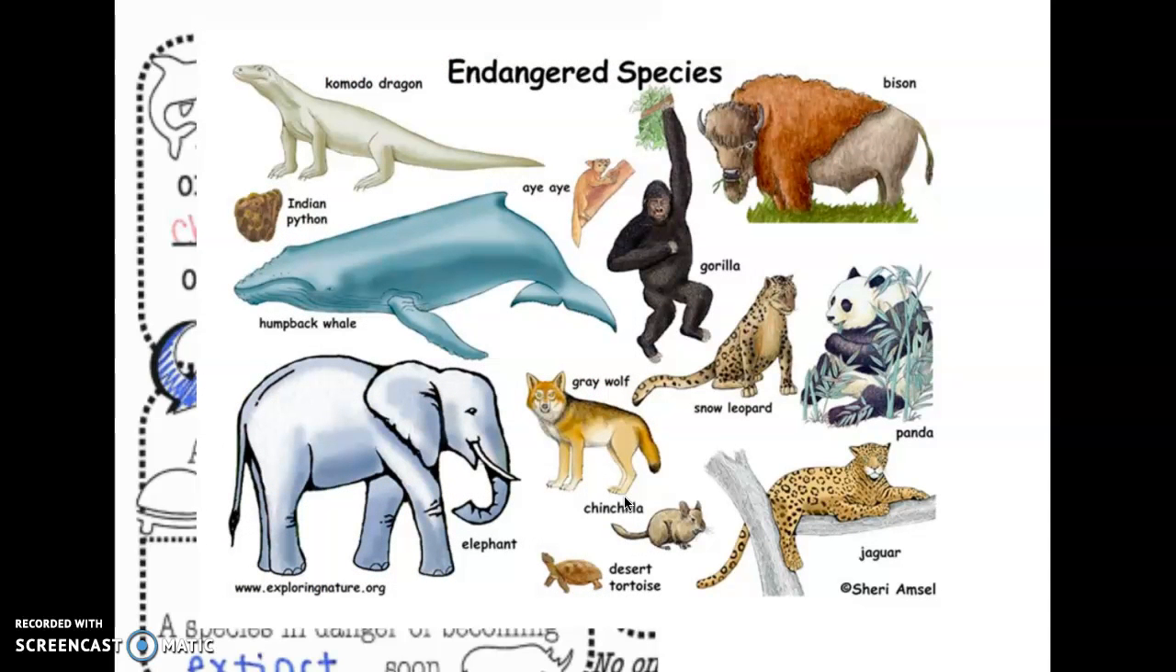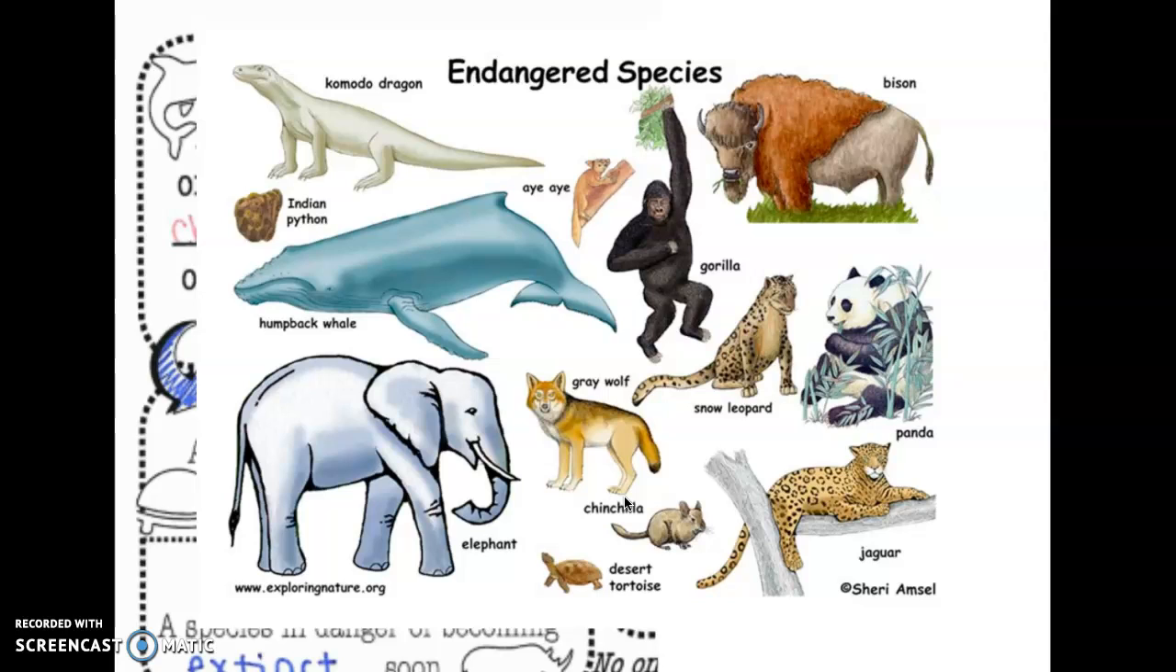Here are some of our endangered species today. The Komodo dragon, which by the way can run at 3.3 meters per second, which is a pretty fast pace. Definitely wouldn't want to get caught up in a Komodo dragon's race or whatnot. Desert tortoise is an endangered species. Gorilla, snow leopard, jaguars, pandas, the bison.